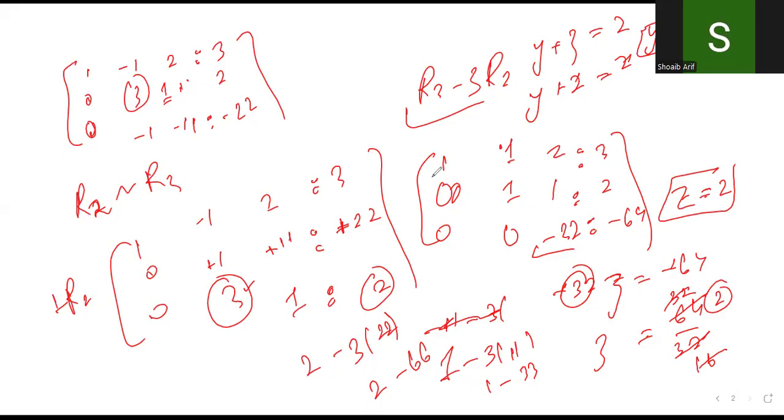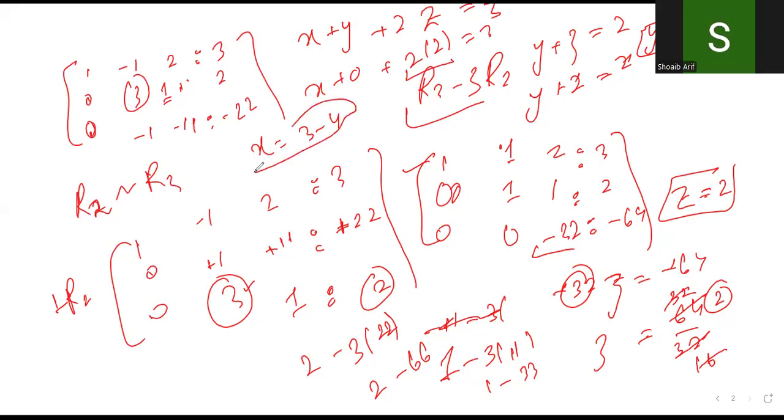Now compute x. So we write the first row in the form of an equation. So x plus y plus 2z is equal to 3. So x plus 0 plus, in the place of 2z, 4, is equal to 3. 4 is plus here and minus there. So x is equal to 3 minus 4. So we get x is equal to minus 1.